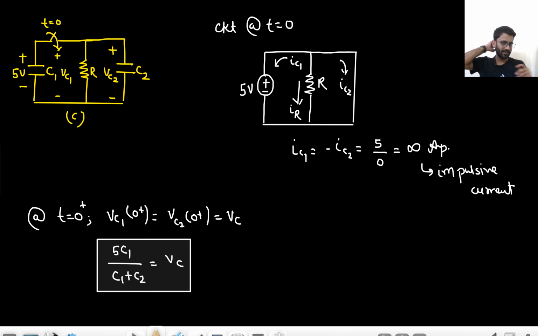Are you getting this point? So first what happens, Vc1 goes from 5 to 5C1 upon C1 plus C2, and Vc2 goes from 0 to 5C1 upon C1 plus C2. But is that the steady state? Let's see what happens after t equals to 0. After t equals to 0 plus, is this the steady state? That I need to know.